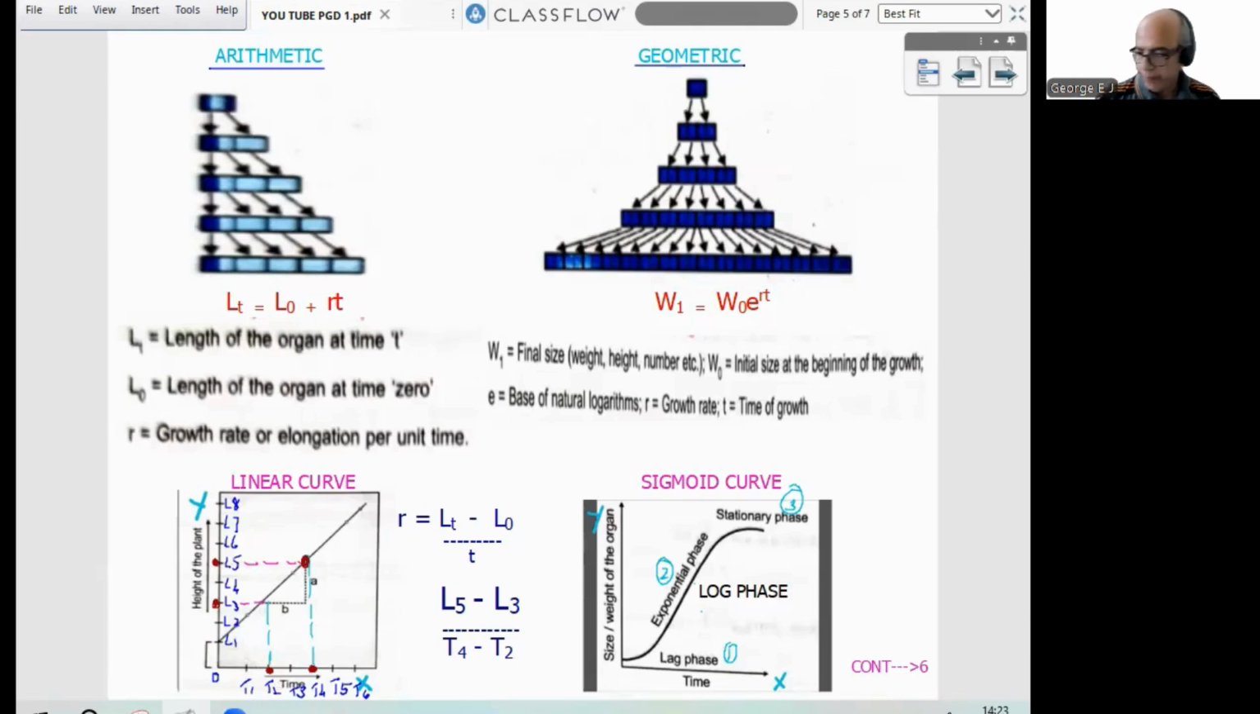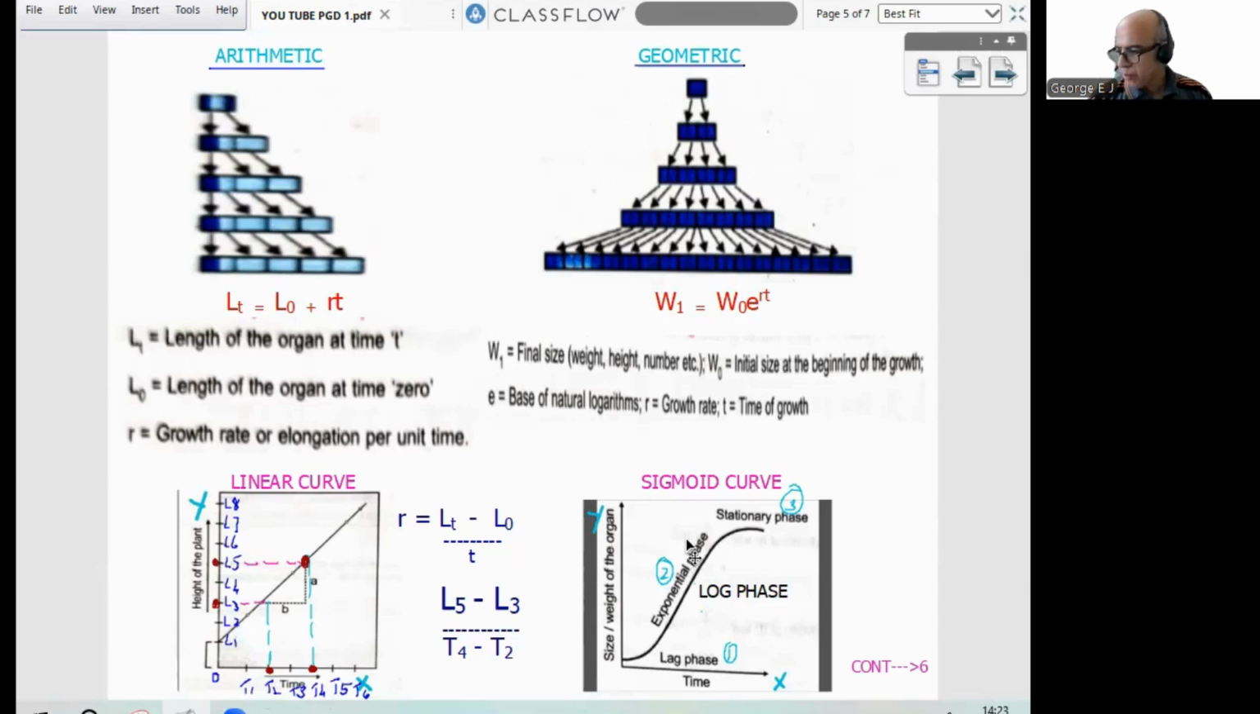So here LT refers to this L5, where I put a dot. And L0 refers to L3 here. So LT minus L0 equals L5 minus L3, divided by T, and T is found in the same manner, T4 minus T2. I think the idea is clear, how we can find the rate.